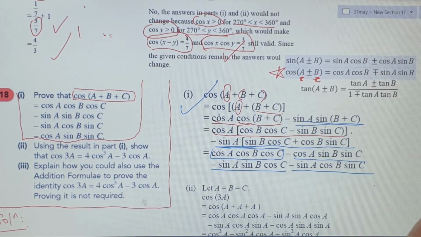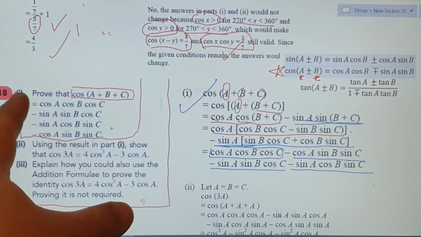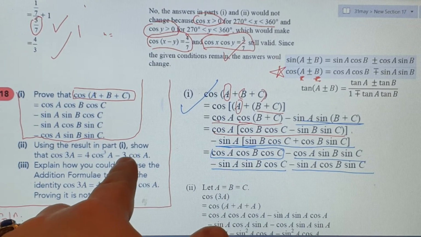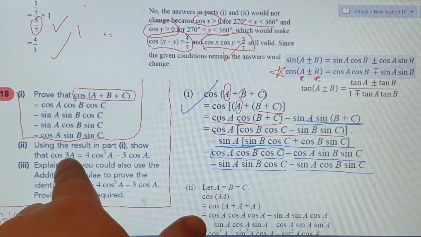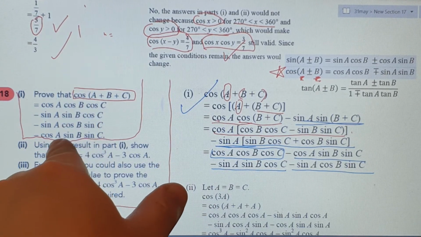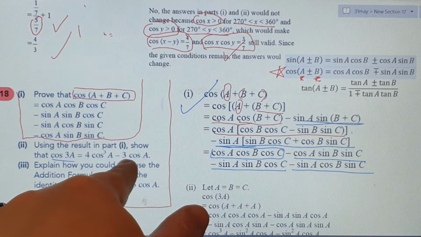Done. Okay? Now, the next part, they say using the result in part 1, show that this is this. Okay, then you see, using the result means you have to use, this is the starting point, this is the ending point, right? So how do I show that cos 3A is equal to this?